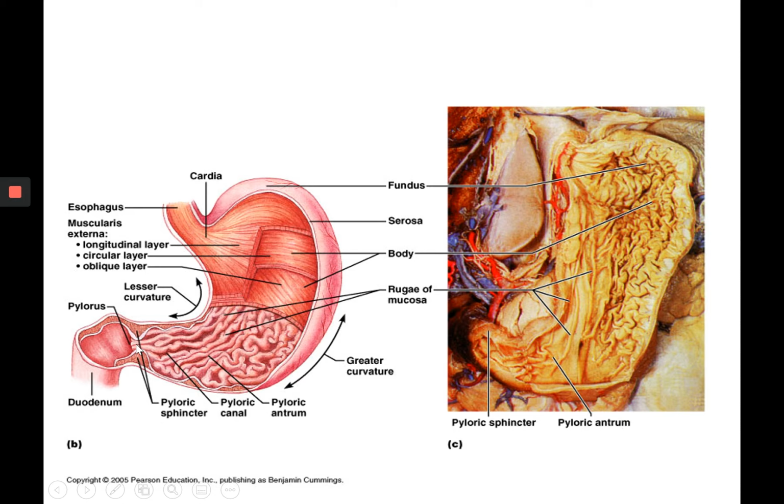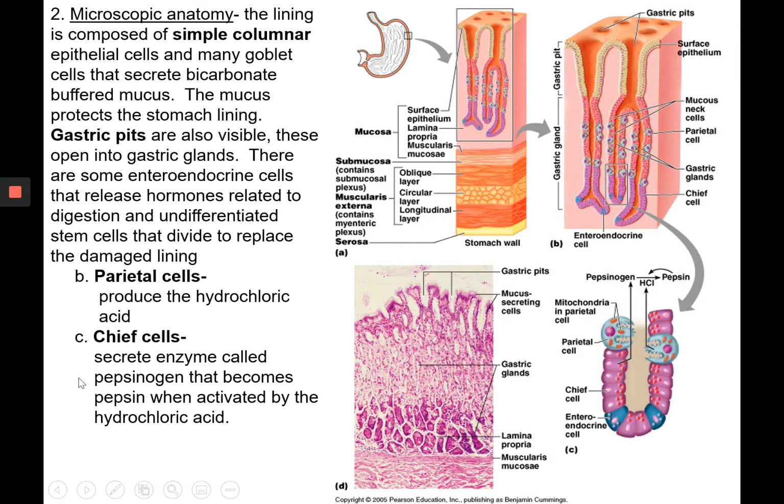And then here, the pyloric sphincter would lead into the duodenum, that first part of the small intestine. If we were to look at the mucosa of the stomach, we would see that the simple columnar epithelium is dotted with many gastric pits. These gastric pits include enteroendocrine cells that release hormones, but also cells that produce substances like a bicarbonate buffered mucus that protects the simple columnar epithelium from digesting itself.